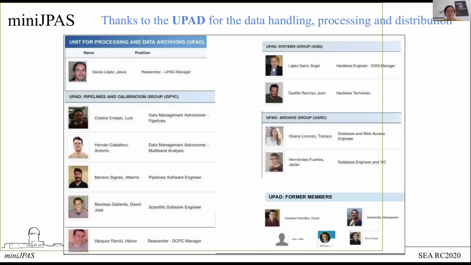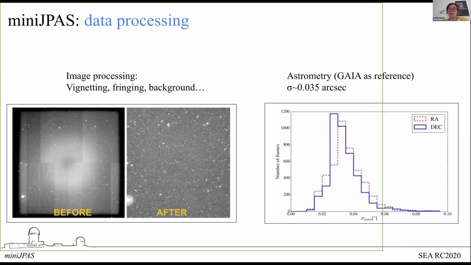And here also thanks for UPAD for processing this data beautifully and delivering a wonderful data set for first analysis. These are just a couple of images on the data processing. Here you see before and after how an image looks when you take it from the telescope, and after the processing from the UPad, how it looks after.